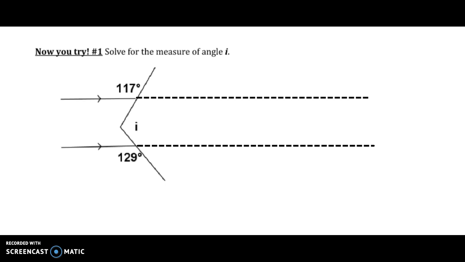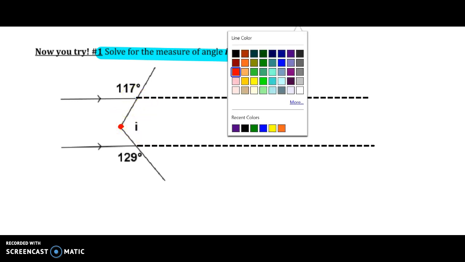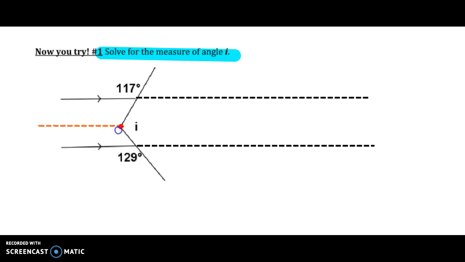So now you try number 1. We want to find the measure of angle I. So I extended the given parallel lines already. I am again going to use Euclid's parallel postulate, which states that through a point not on a given line, which are those two parallel lines there, we can draw a line through that point that is parallel to the given lines. So I've done that. So all three of these lines are parallel, according to Euclid's parallel postulate.